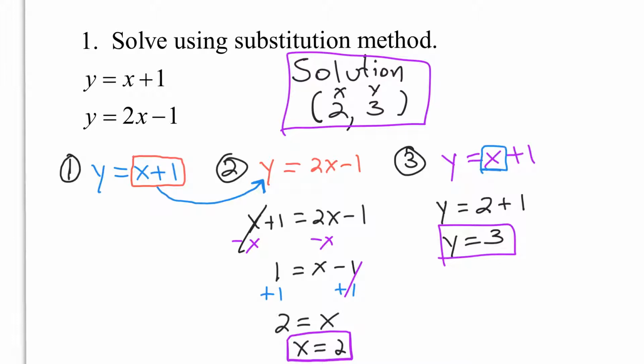So if you graph this line, y equals x plus 1, the slope is 1, the y-intercept is 1, and you graph this line, y equals 2x minus 1, the slope is 2 over 1, you make it a fraction, and the y-intercept is negative 1, they will intersect at this point, 2, 3. You can check. You can substitute these two numbers into the system, and then you can figure out if it's a true statement.